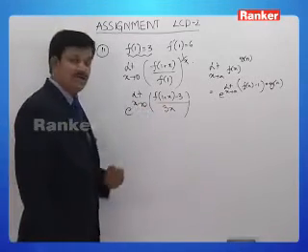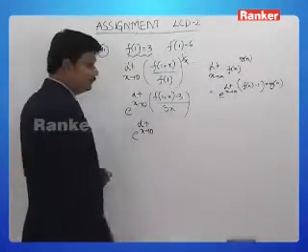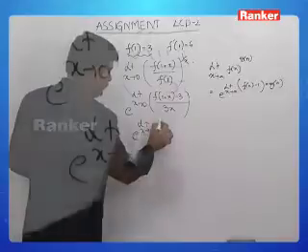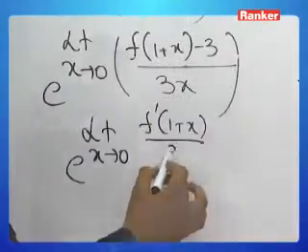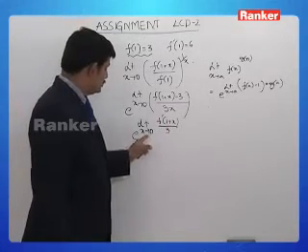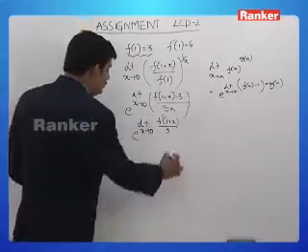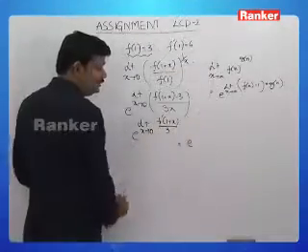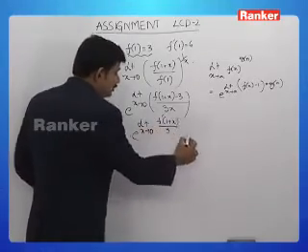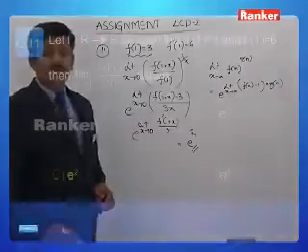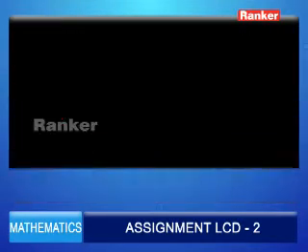So, to evaluate this limit, let us apply L'Hospital rule. This will be limit x tending to 0, differentiate the numerator: f dash of 1 plus x, derivative of minus 3 is 0, divided by 3. As x tends to 0, f dash of 1 is given to be 6. So, this limit will be e power f dash of 1 plus x, as x tends to 0, is 6, 6 by 3 is 2. So, this limit is 2. Our answer will be e square, and the option is C. Next question.